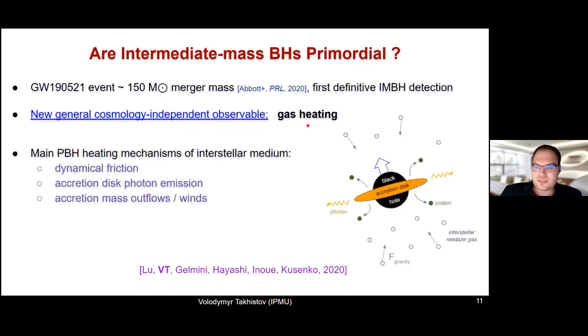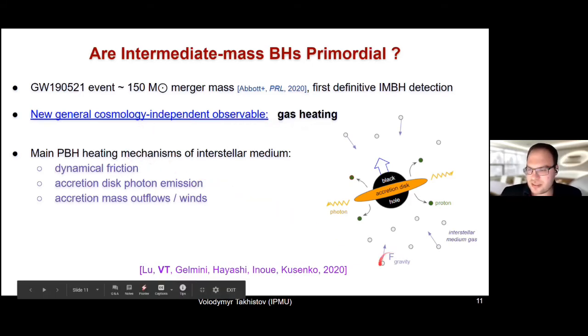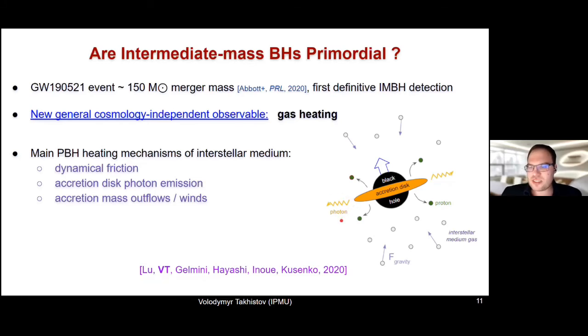And the idea here is very simple. As a black hole is traversing the interstellar medium and the gas around it, it can interact with gas through various mechanisms such as dynamical friction, which is basically gravity drag, accretion disk photon emission, so there'll be some photons being emitted, and also outflow winds, which basically means protons emitted. So all these things deposit energy, and then you can ask an obvious question: how much did my interstellar medium gas get heated?